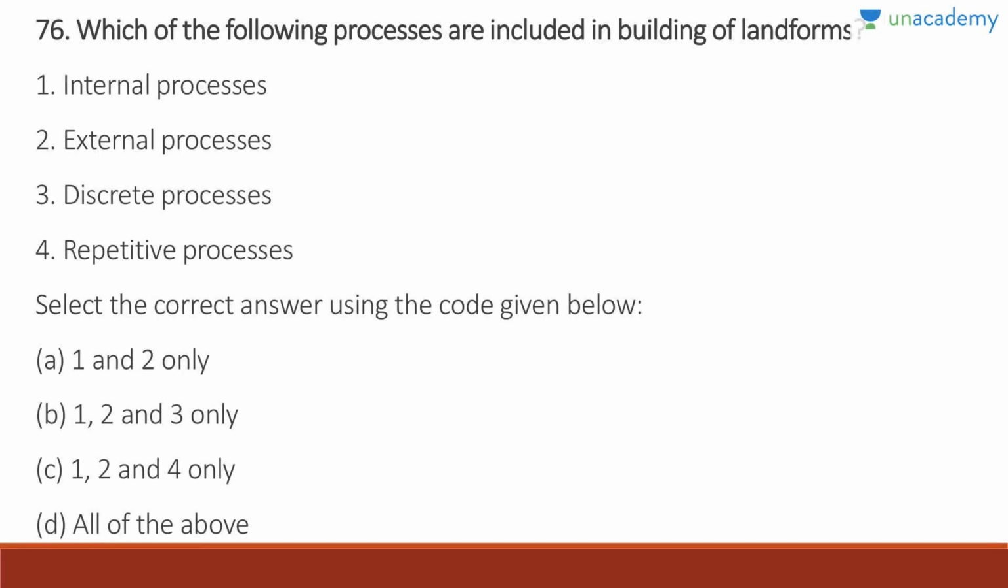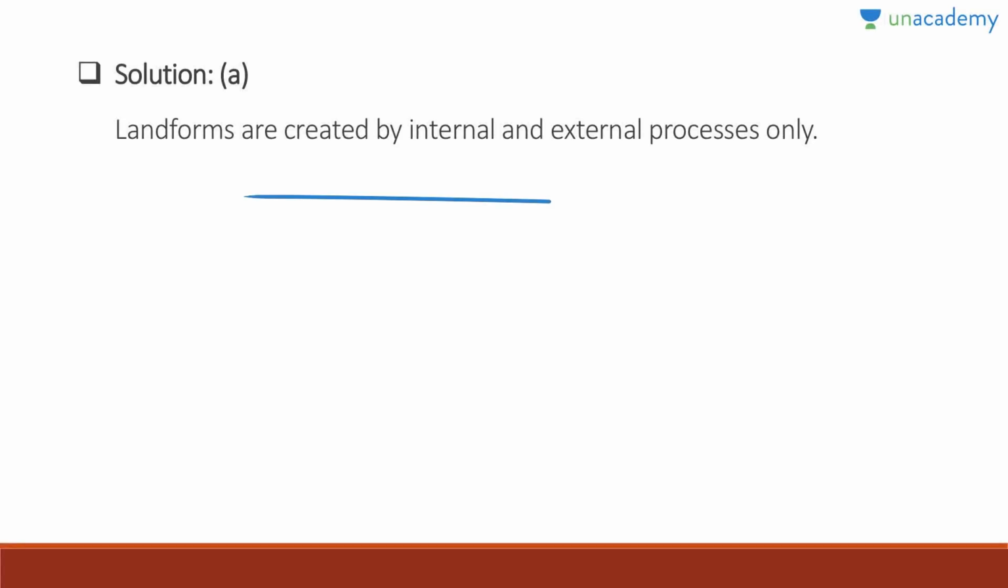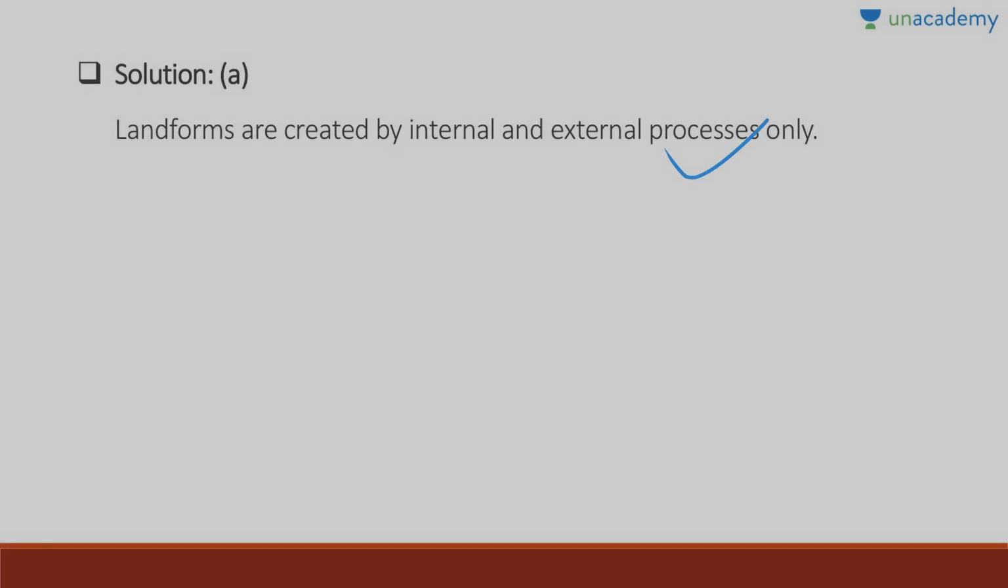So question number 76. Which of the following processes are included in building of landforms? So here the processes which are included are internal processes and external processes. So answer here is A, 1 and 2. So landforms are created by internal and external processes only. Again, keep in mind it is based on 6th class Geography NCERT.